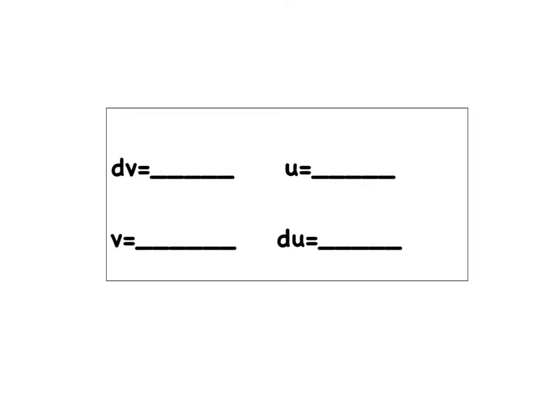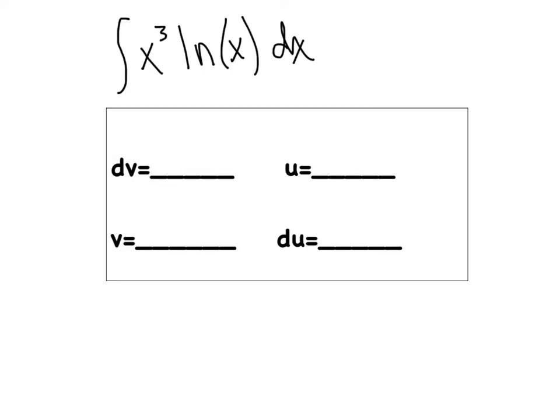Alright, are you ready for round 2? Check out this nasty looking integral. Let's integrate x cubed times the natural log of x. Alright, and we're going to try to pick our u, and I'm going to just go through the phrase LIATE. And let's see, do we have a log function? Ding, ding, ding, winner, winner, chicken dinner. That's my u right there.